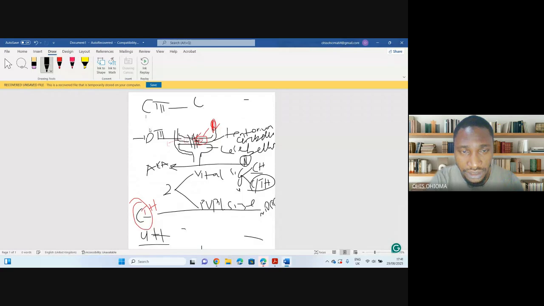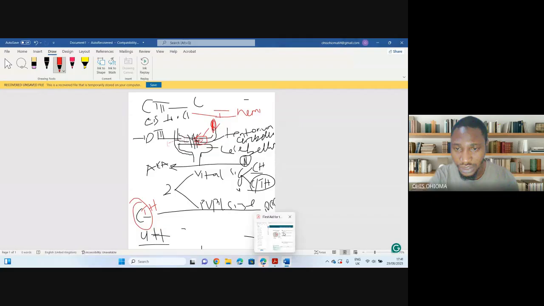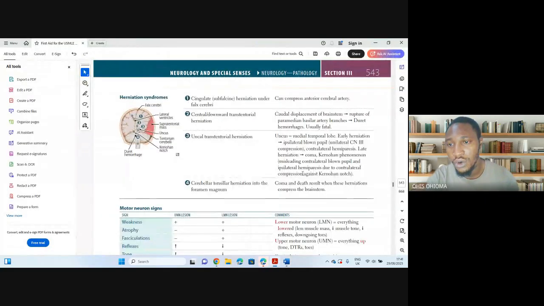It's now contralateral. Because here you are now compressing the contralateral part of the corticospinal tract of the midbrain, the patient will now present with ipsilateral hemiparesis. So there's a reverse of the trend. That reverse is what we call Kernohan's phenomenon. So that's basically what happens in Kernohan's phenomenon.